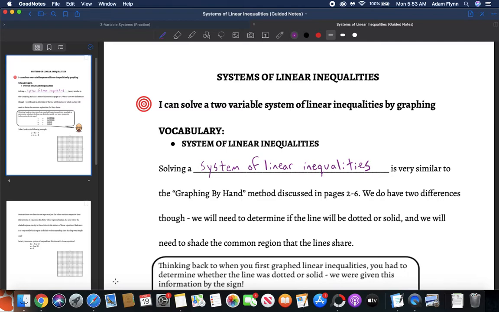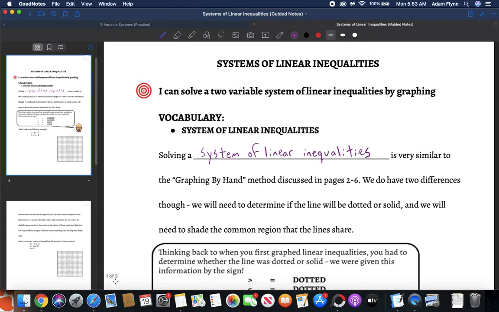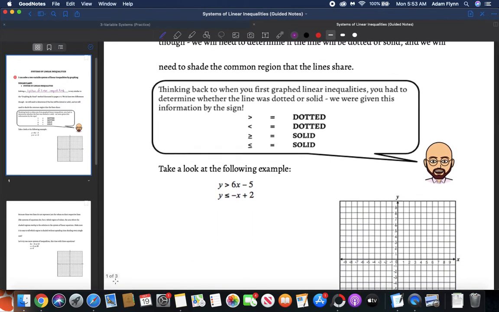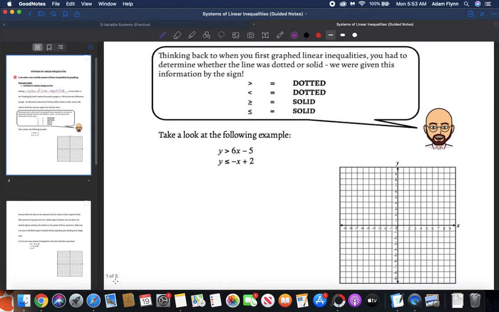Okay, so some prior knowledge here, you're going to have to think back to when you graphed linear inequalities in Algebra 1. Just a quick little refresher on that. When you graph a linear inequality, meaning you have a greater than symbol, a less than symbol, greater than or equal to, or less than or equal to, these represented different types of lines. If you did not have the or equal to sign underneath your greater than or your less than, that line was dotted. And it was dotted because that meant your line was not included in the solution. It was everything that was greater than or less than.